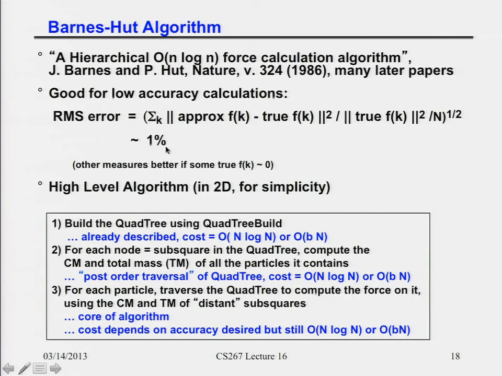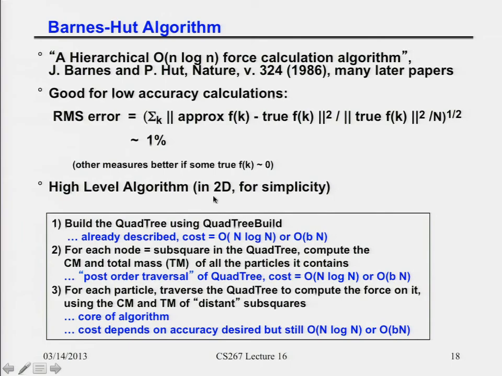Let f sub k be the force computed on particle k. That's a vector, a two- or three-dimensional vector. The metric of success is I take the approximate force, subtract it from the true force, which gives me a vector, take its length, and divide it by the length of the true force. That's a natural metric, and I sum that over all the particles, sum all the errors, and that should be about 1%. So it's not that each particle is good to 1%, it's that the sum of all the errors is 1%. And for some problems, that's good enough.